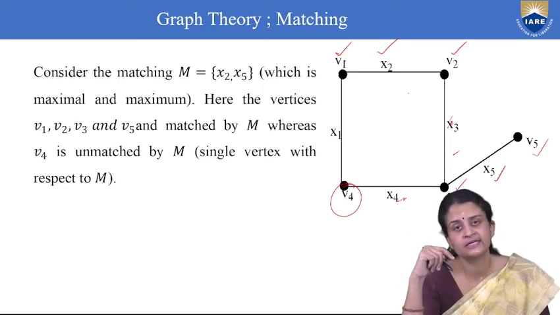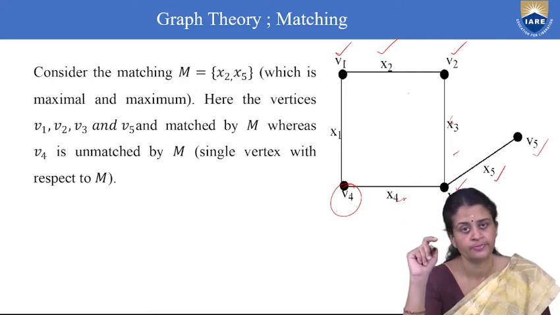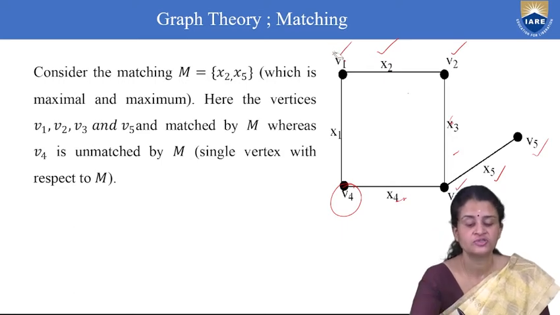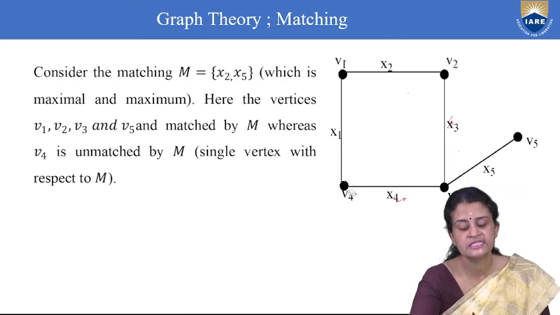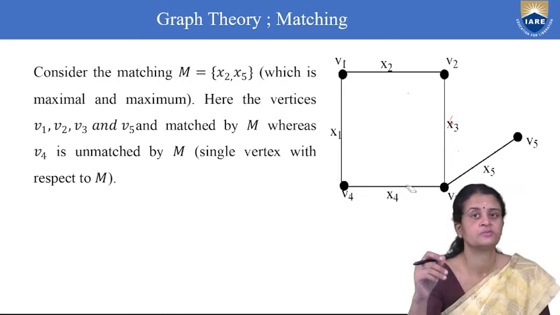Or we can say that V4 is a single vertex with respect to M. Okay. Matched vertex, unmatched vertex. An unmatched vertex is also termed a single vertex with respect to that matching.